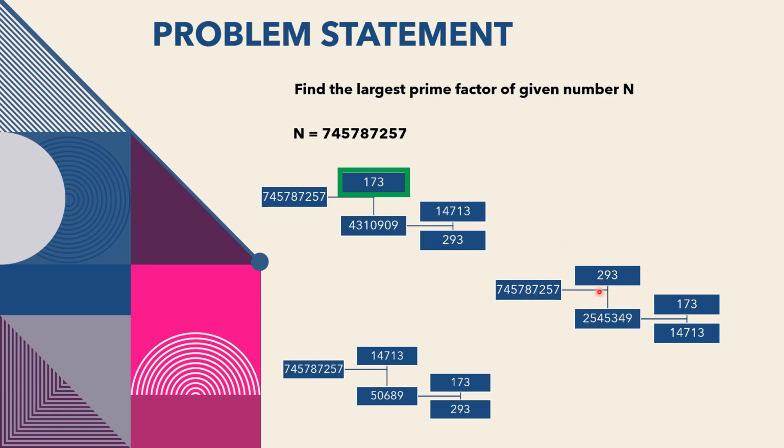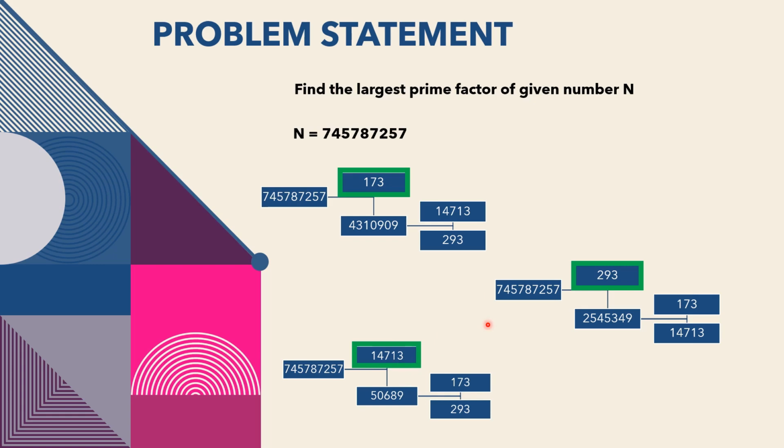Let's consider these two factors. Here this doesn't have any factors, but this has these two factors. That's why this is a prime number. And if we come to the third set, here we have these two numbers. This doesn't have any factor, but this has these two factors. 173 into 293 is equal to 50,689. That's why this is also a prime number. Among these three prime numbers, 14,713 is the largest prime number, right? That's why this will be our answer. I hope this is clear.